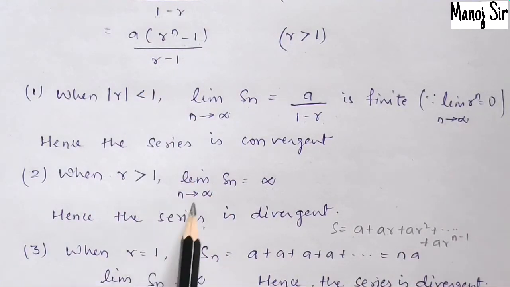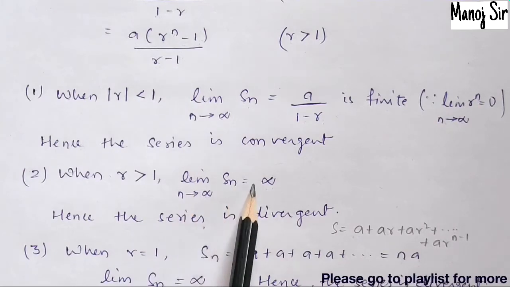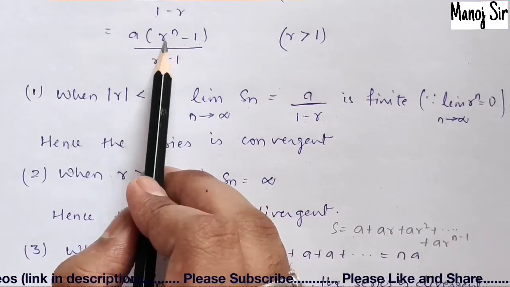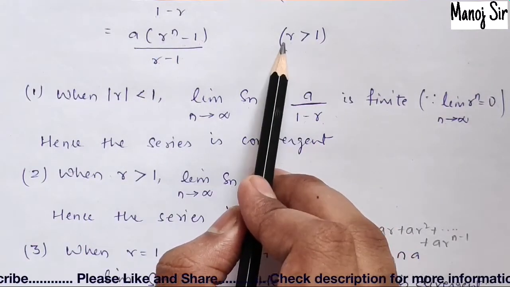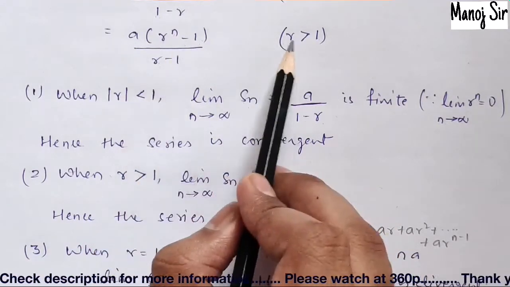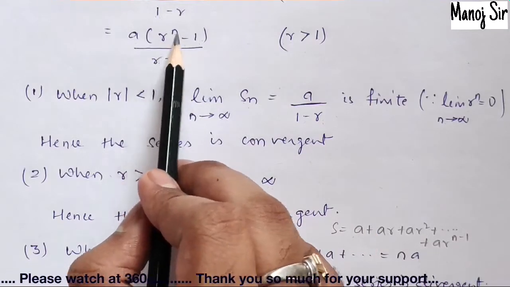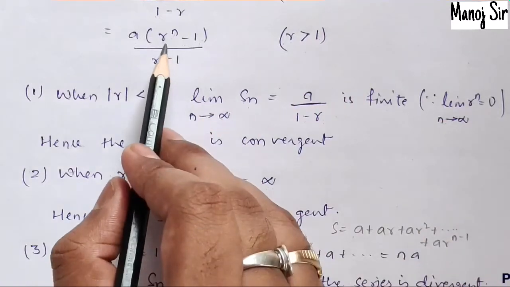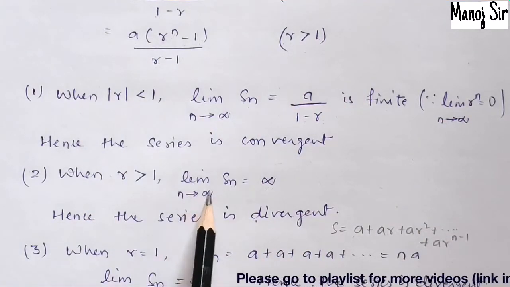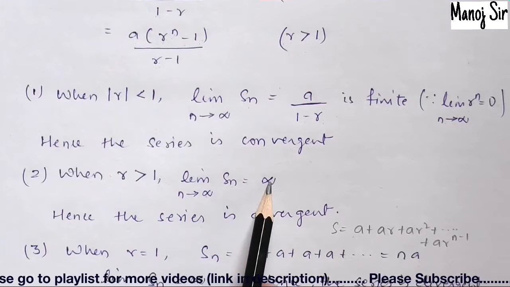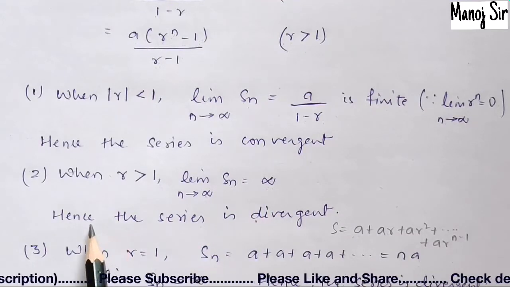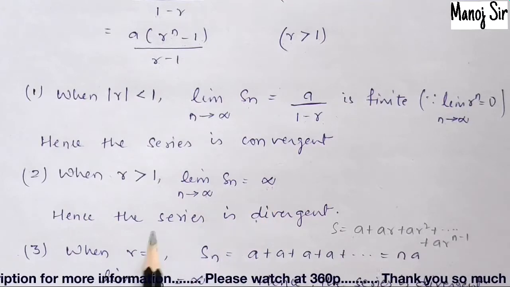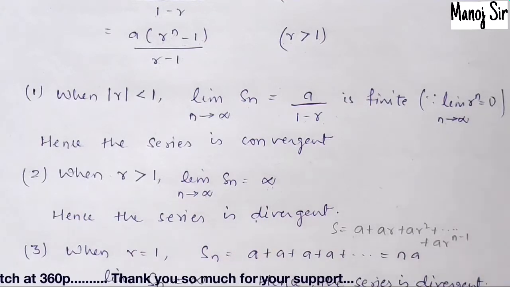In this case, limit n tends to infinity, Sn is going to be infinite, because if you put n as infinity and the value of r is more than 1, this value is going to be very huge. So the limit is infinite, and we can say the series is divergent.